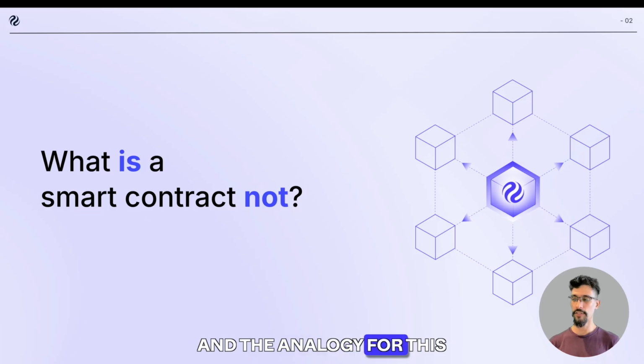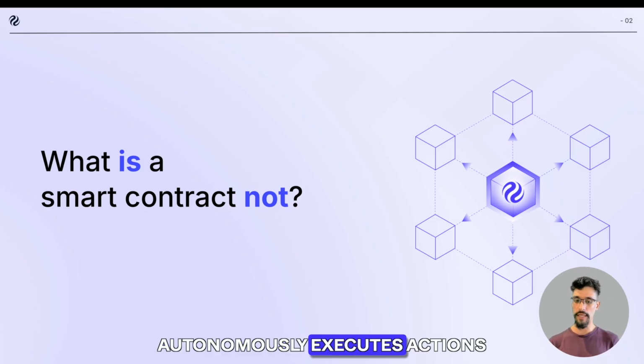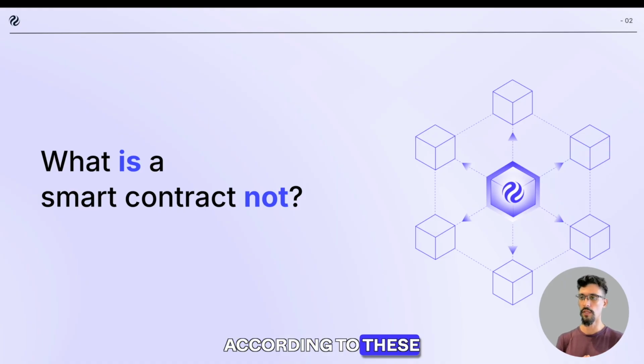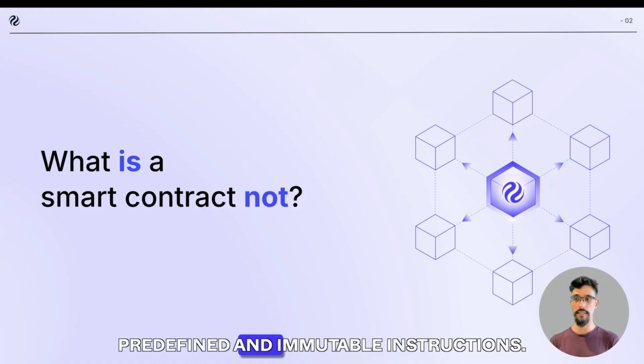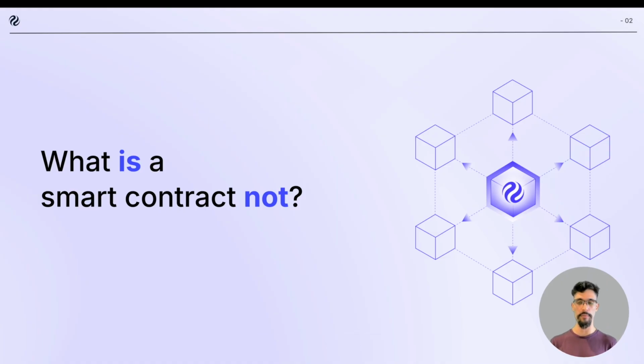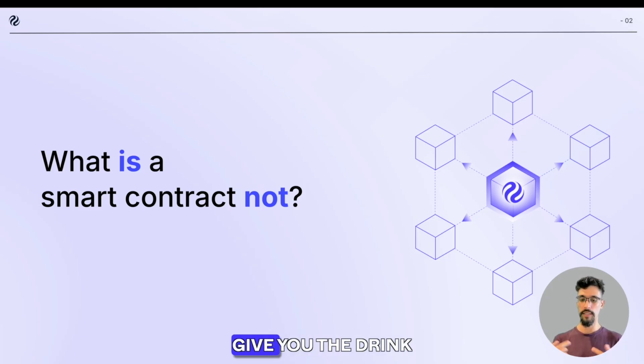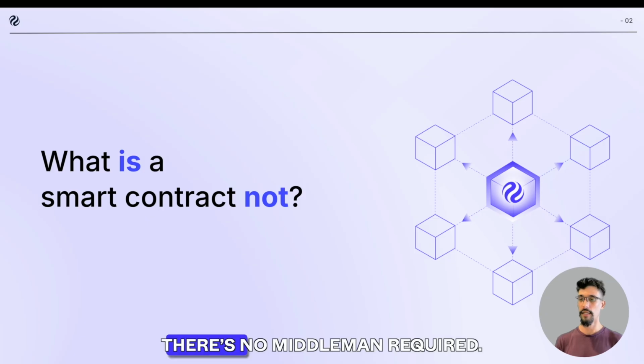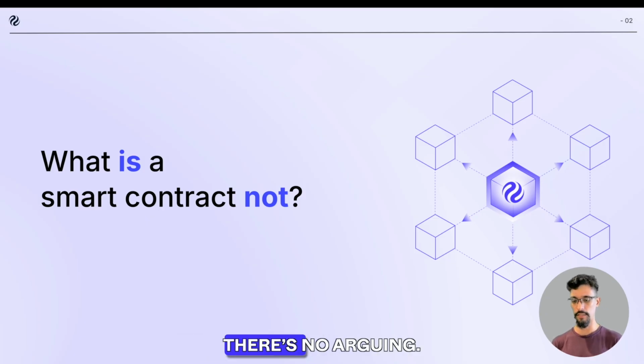And the analogy for this is a vending machine. This machine autonomously executes actions according to predefined and immutable instructions, immutable meaning it cannot change. If you put money in and press a button, the machine must give you the drink or the snack. There's no middleman required. There are no ifs and buts. There's no arguing. And that's the autonomous part of it.